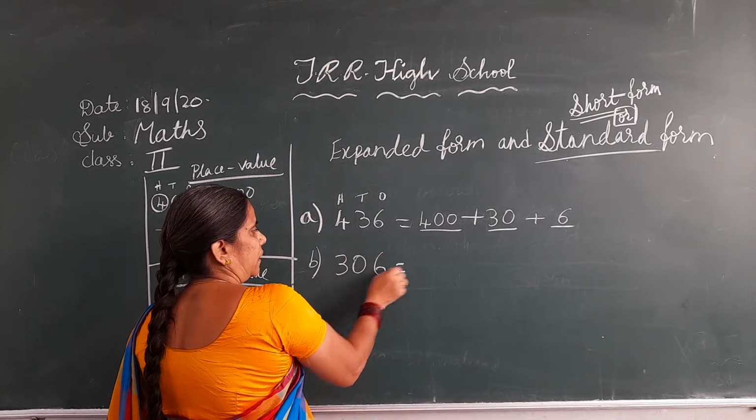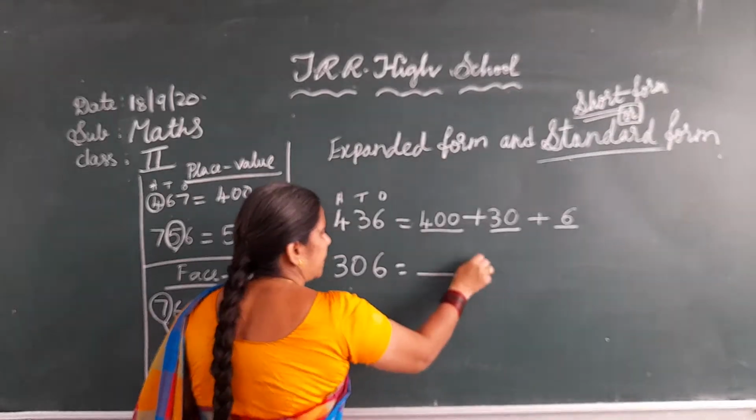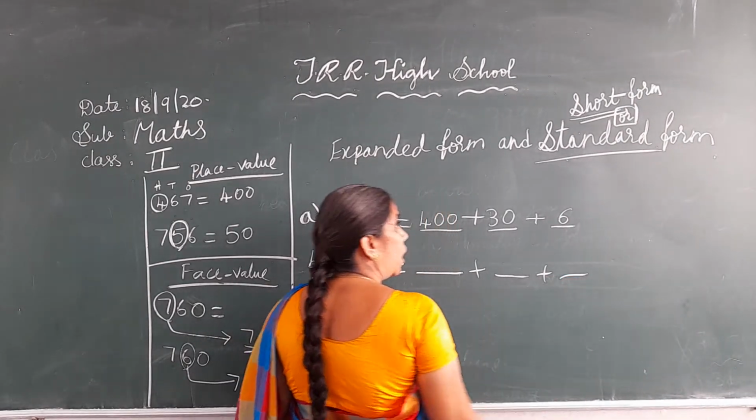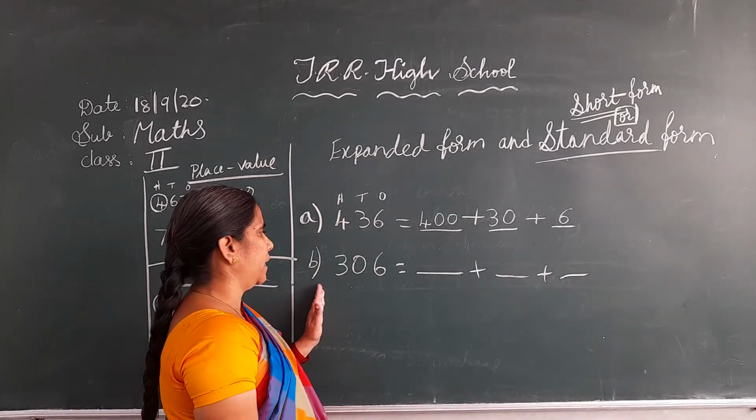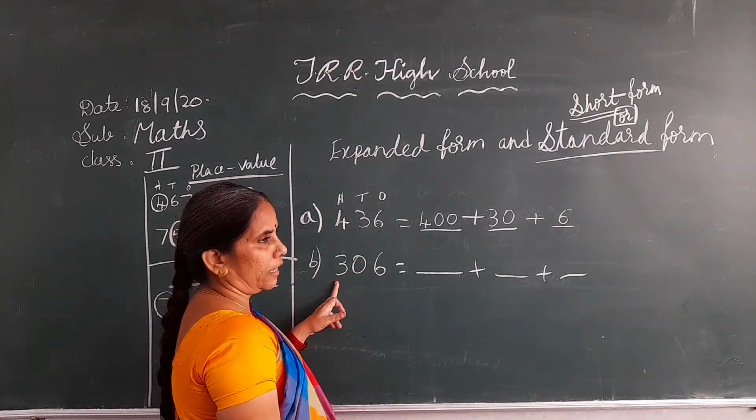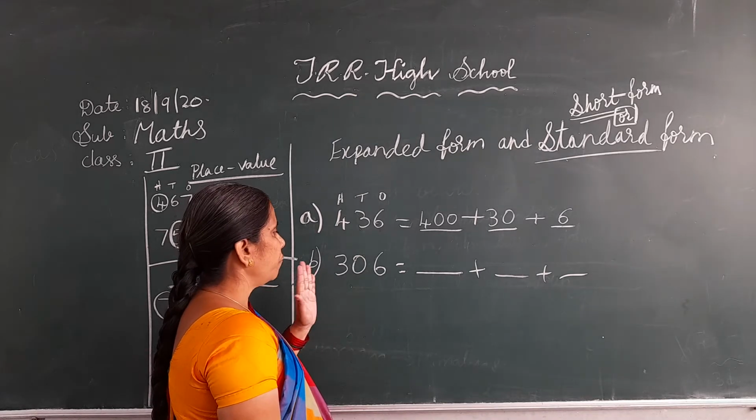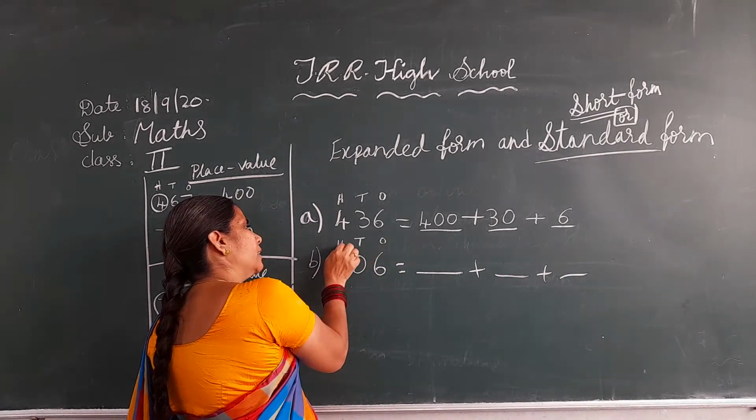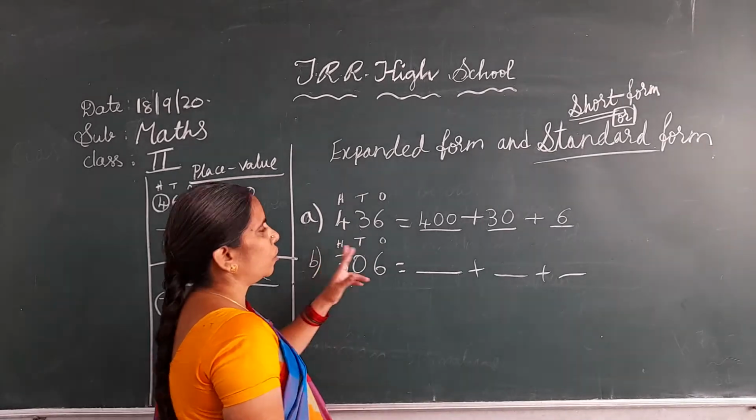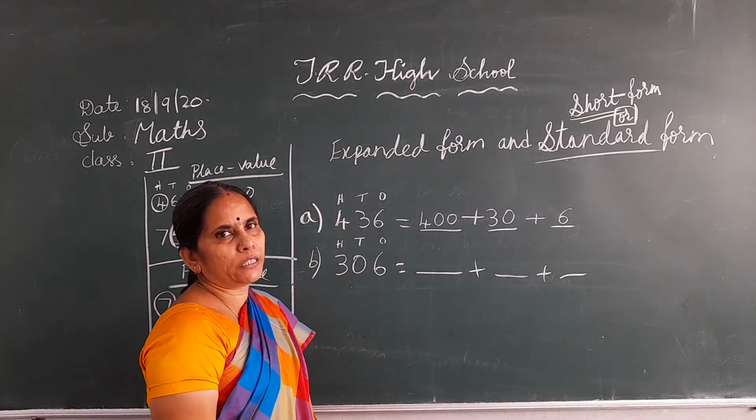306. This also you must write like this, in expanded form only. How will you write? First you must start from hundreds. Which digit is there in the hundreds place? If you don't know, just write the place values: ones, tens, hundreds. If you know, no need to write them; you can write directly in the hundreds place.